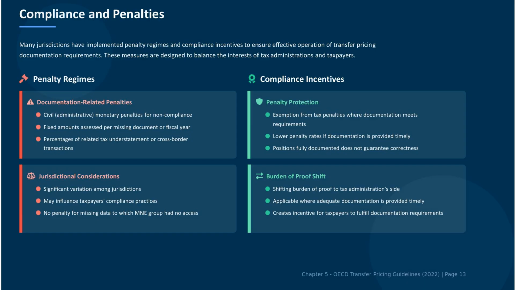Many jurisdictions employ penalty regimes and compliance incentives to ensure effective transfer pricing documentation. Penalties may include fixed amounts or percentages of tax understatement. Jurisdictional variations influence compliance practices. Exemptions exist if documentation meets requirements, with lower penalties for timely submissions. Adequate documentation can shift the burden of proof to tax administrations, encouraging compliance.